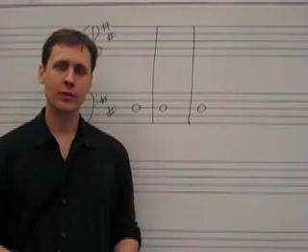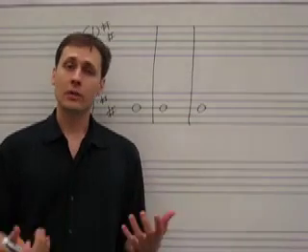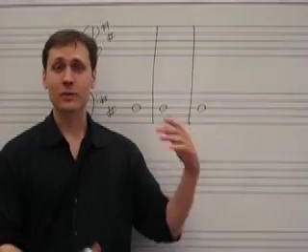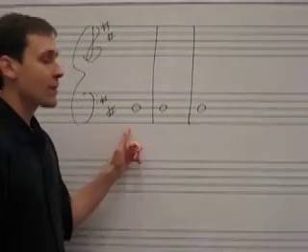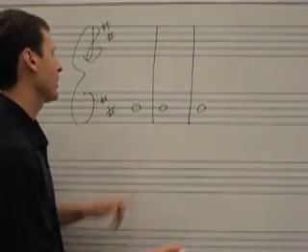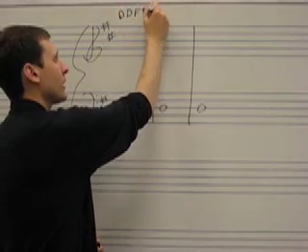If close structure is when the upper three voices are as close together as possible, then open structure is simply when they're not as close together as possible. Let's look at a few examples. We'll take the same chord, a D major chord. Again, the notes we need are D, D, F sharp, and A.